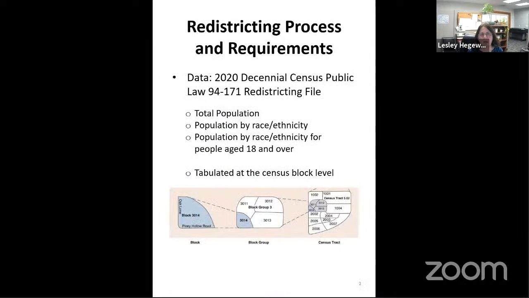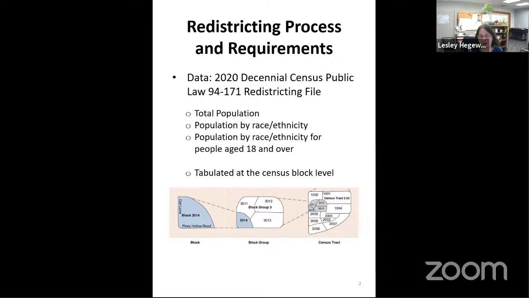Okay. So the process is driven by two things mainly. One is the data, which comes from the U.S. Census Bureau from the 2020 decennial census, from the Public Law 94-171 redistricting file. And this is the same data that the states use for legislative, Senate, and congressional redistricting, which you probably heard about taking place earlier this year.